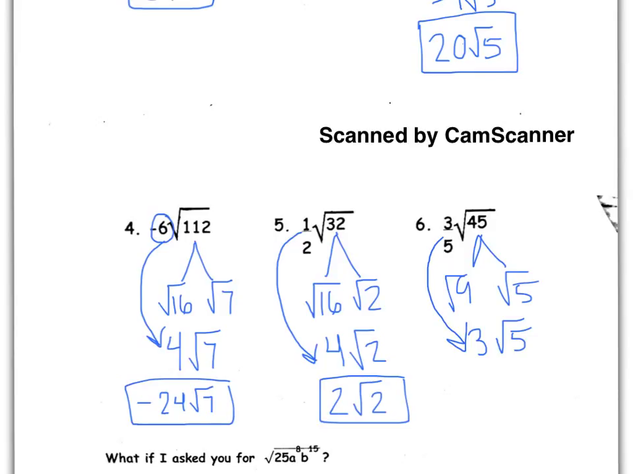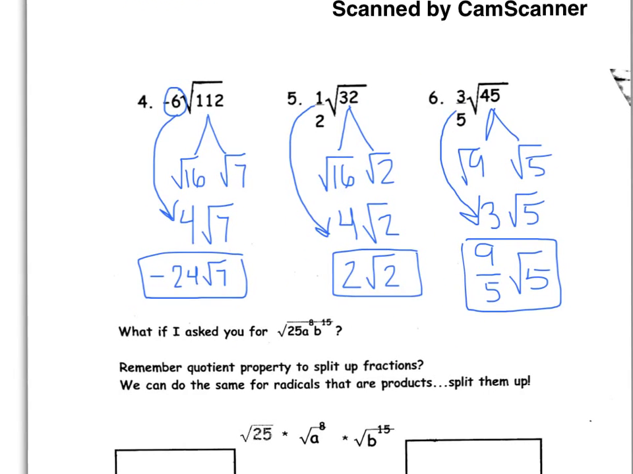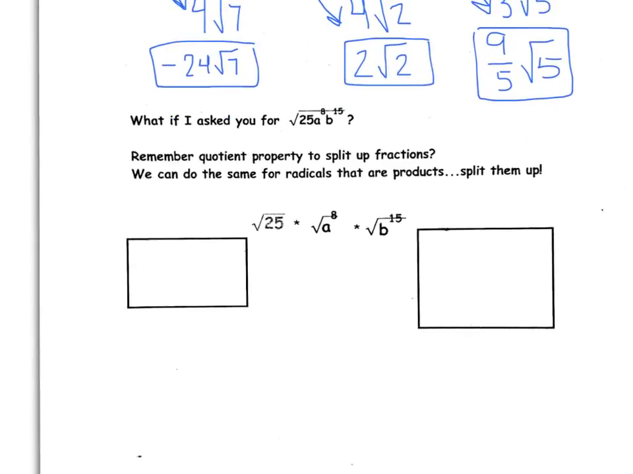Now 3/5 times 3 might be a little difficult, but remember that you just multiply times top, divide by the bottom. So 3 times 3 is 9 divided by 5. It doesn't go into it evenly, so you just leave it as 9 over 5 radical 5. That's simplifying radicals.